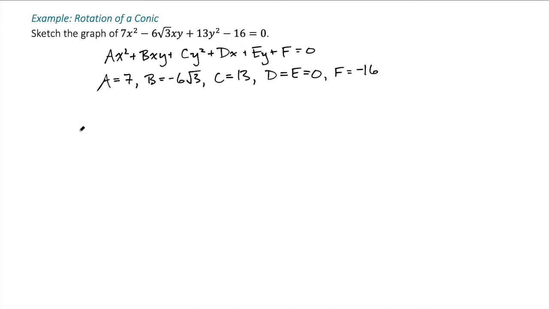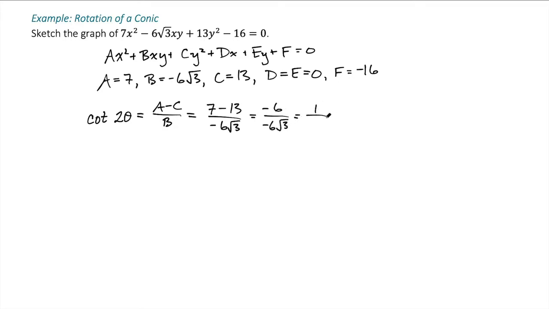Then we're going to find the angle of rotation. So we have this formula that cotangent of 2 theta is equal to A minus C over B. And so we plug those in. A is 7 minus C is 13 over B, which is negative 6 root 3. So this is negative 6 over negative 6 root 3, which is just 1 over root 3. All right, so this is cotangent of 2 theta that's equal to that.